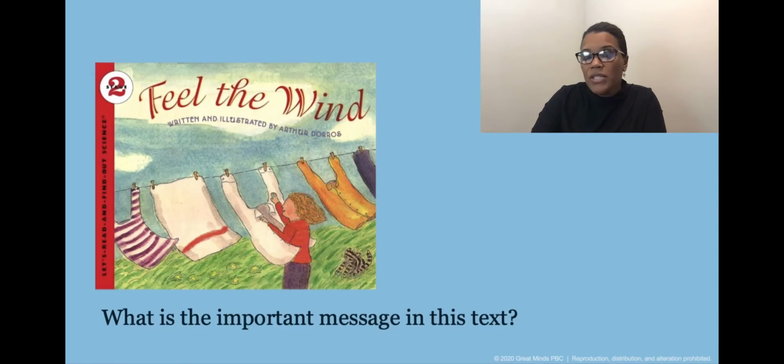Now think, what do we call the most important idea that the author of an informational text wants us to learn? I bet you said the important message, and you'd be correct. The important message is the most important idea that the author of an informational text wants us to learn. So today you will work to discover the important message of the text, Feel the Wind.